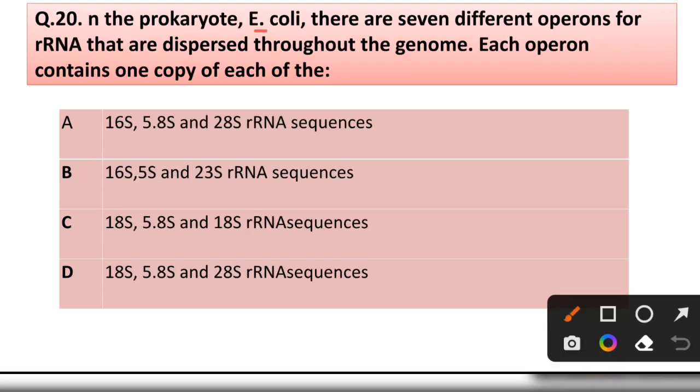Question number 20. In the prokaryote E. coli, there are 7 different operons for rRNA that are dispersed throughout the genome. Each operon contains one copy of each of the dash. Answer is option B, 16S, 5S and 23S rRNA sequences.